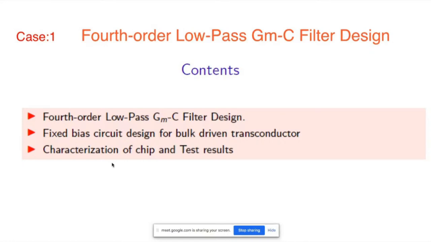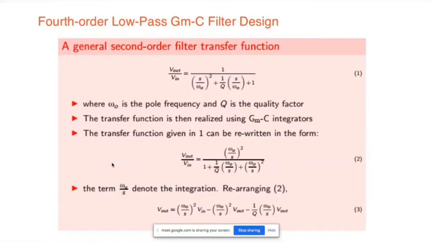Now, the first part is, as I said, whenever you go for a higher order, it is based on your requirement of attenuation. So we have gone for fourth order. We have designed two second order sections independently, which we can control and then cascade. If you know a second order filter transfer function, it looks like this, which you can also write as omega naught square divided by s square plus omega naught by Q times s plus omega naught square. I have just modified the same thing with respect to omega naught square, where omega naught is the pole frequency and Q is the quality factor, and the transfer function is realized using a GMC integrator.